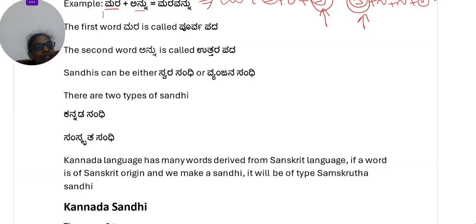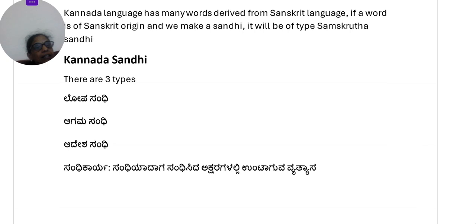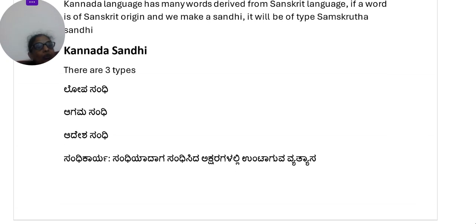Today in this video we will just look at Kannada Sandhi. And in Kannada Sandhi there are three types. They are Lopa Sandhi, Agama Sandhi and Adesha Sandhi. So we are going to look at these three Sandhis in today's video.